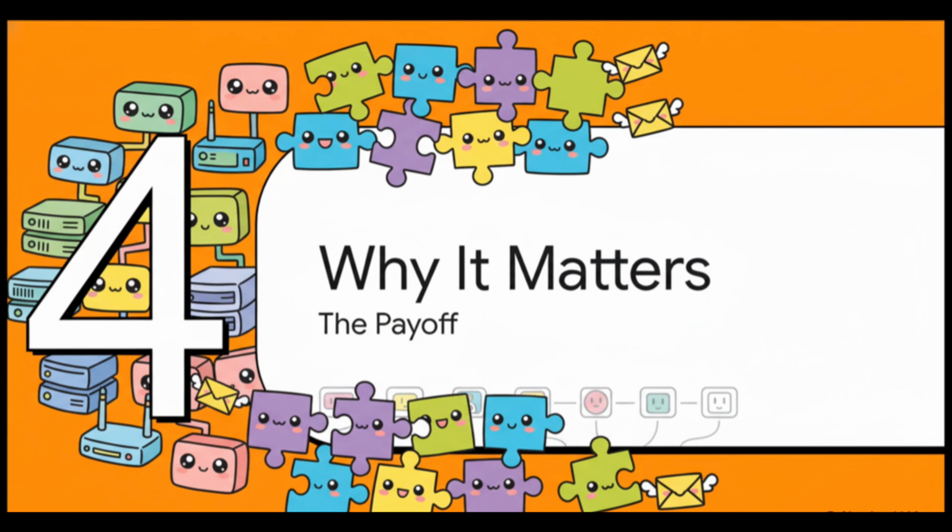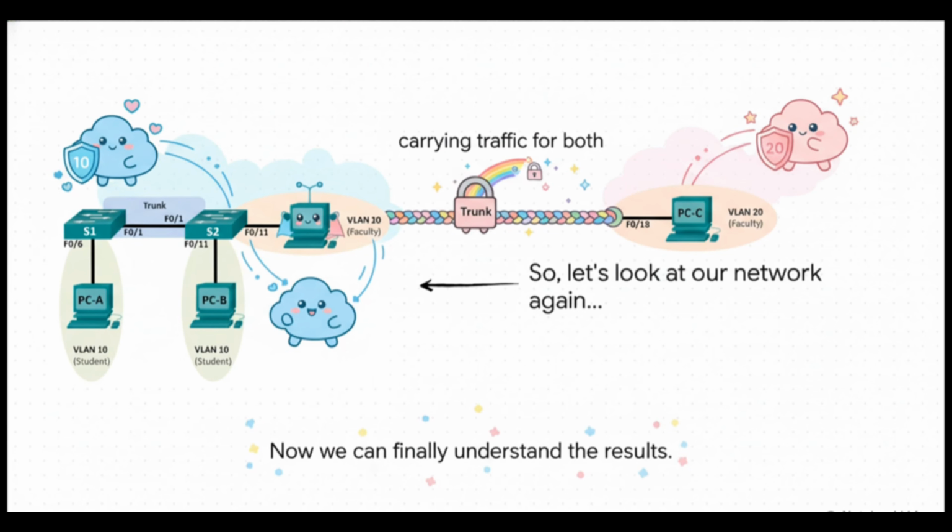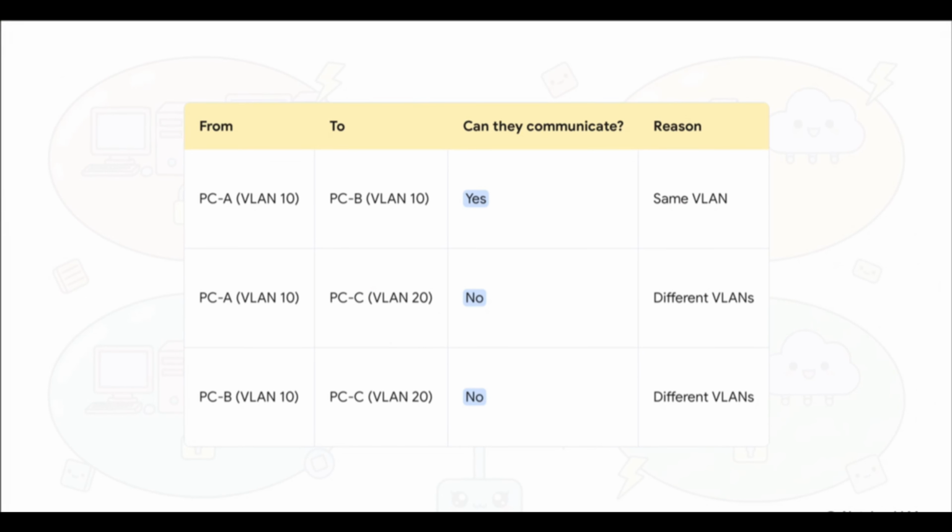Okay, we have covered a lot of ground: VLANs, access ports, trunks, and tagging. Now, let's tie it all together and finally, officially solve that puzzle we started with. All right, let's look at our network one last time. We've got PC A and PC B in the student VLAN, which is VLAN 10. Then we have PC C all by itself in the faculty VLAN, VLAN 20. And that link between the switches? That's a trunk, carrying traffic for both. Now we can finally understand what's happening. And now it all makes perfect sense.